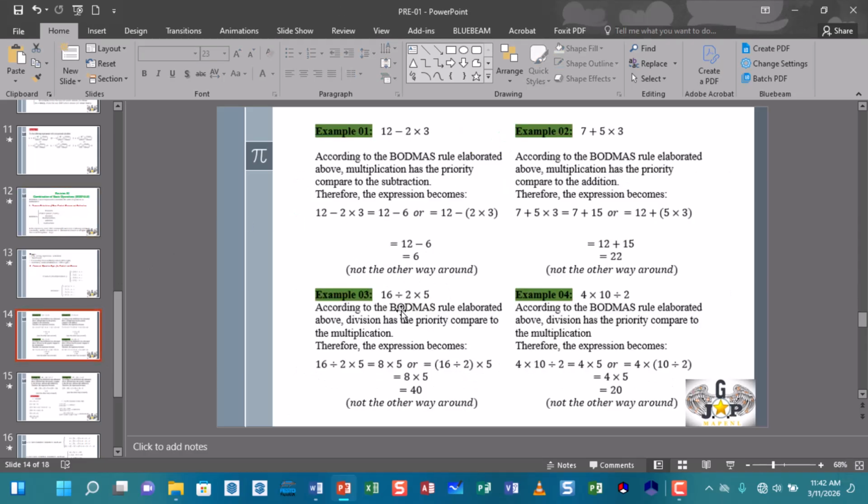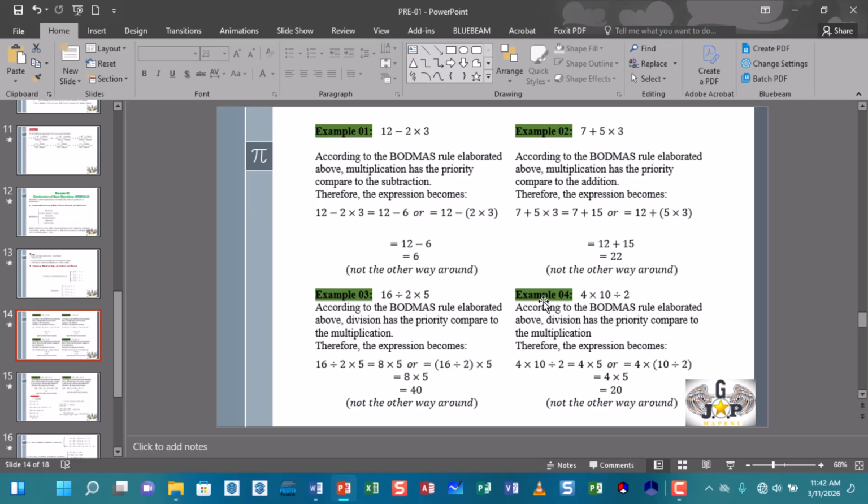So if I go back here, in our case, I said here, according to the BODMAS rule elaborated above, division has the priority compared to the multiplication. Indeed, because the D comes before the M, because it's BODMAS. D comes first and M follows. As you can see here, we went with 16 divided by 2, which is 8. Then we multiply 8 by 5, that gave us 40. And I say not the other way around. You don't go the other way around. Otherwise, it's already going to be wrong. Okay? So, yeah, that's how you do it.